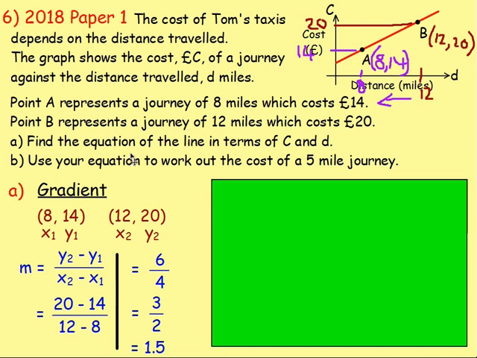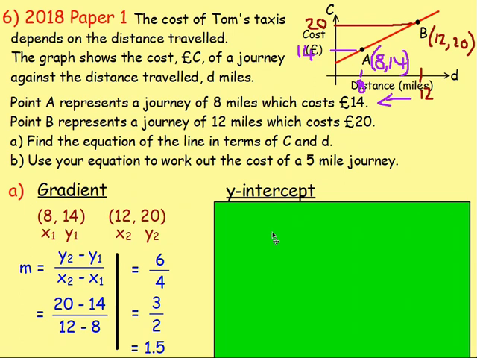We want the equation of a line. We've got the gradient. We now need the y-intercept. How do we go about getting the y-intercept? Because it's not clear here where the graph crosses. How do we know what point this is? Because I don't know just by looking. What do we do? Help me out, Huey.